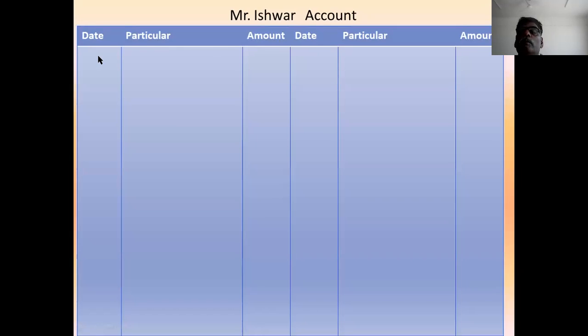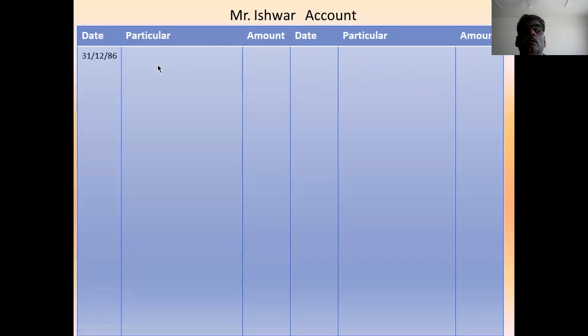The next account is Mr. Ishwar's account, the author account. In the author account, on the debit side and credit side, you write the year and date. Debit side, to bank; credit side, by royalty. The debit side amount is from the payment column, and the credit side amount is from the royalty column. Remember this.